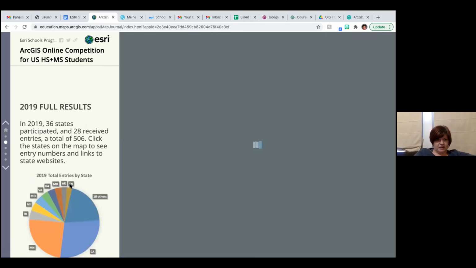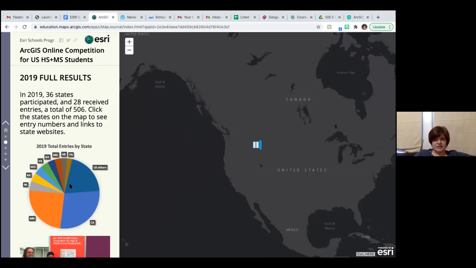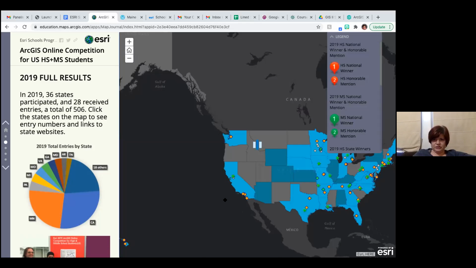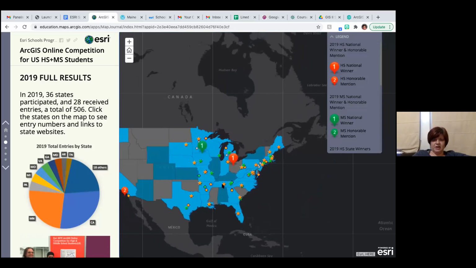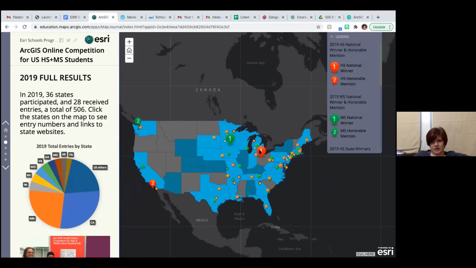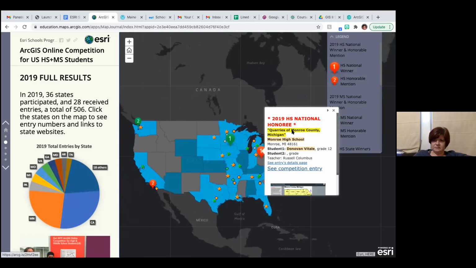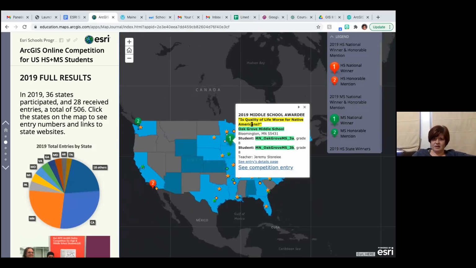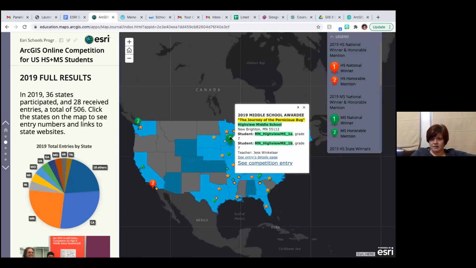Let's see. So 2019, pretty sure they have these ones on here. You can see the winners are on here. The high school honor, so this was second place. First place was here for 2019 middle school awardee. And we can go in and see that entry.